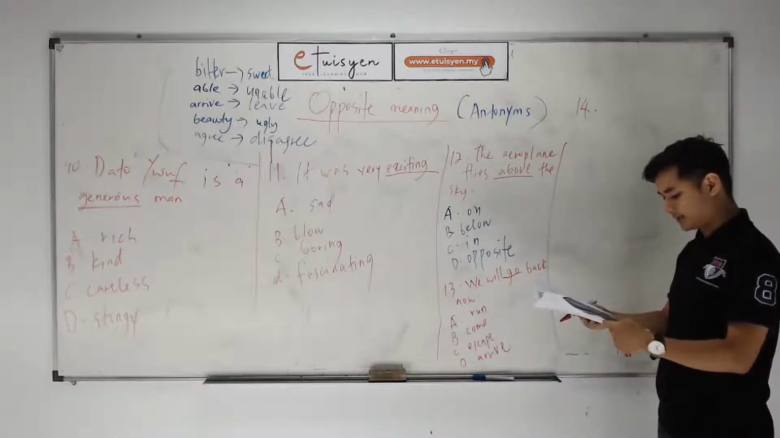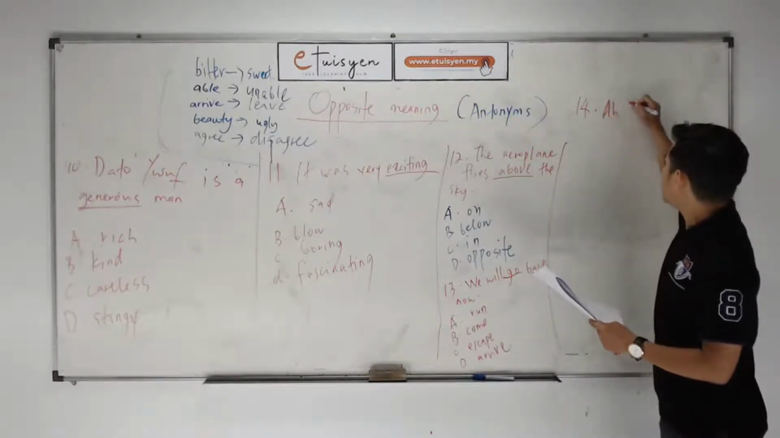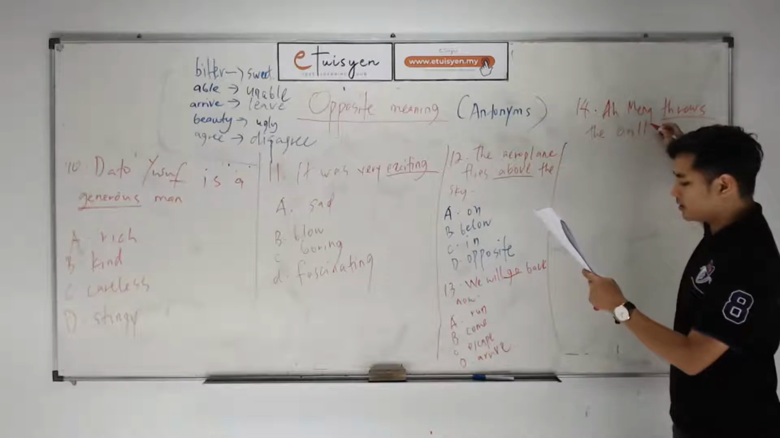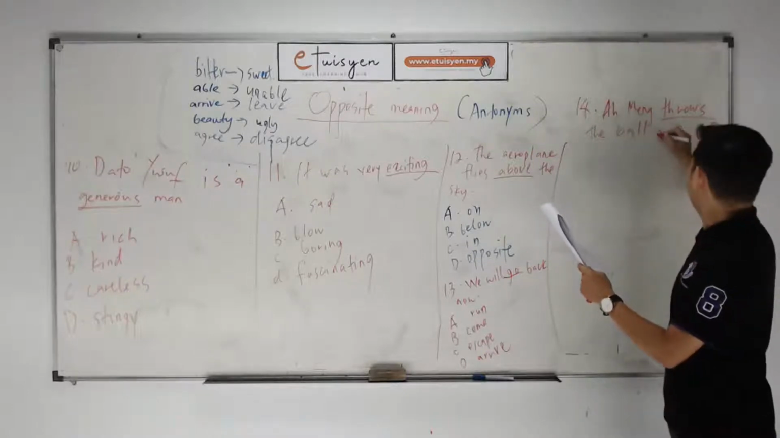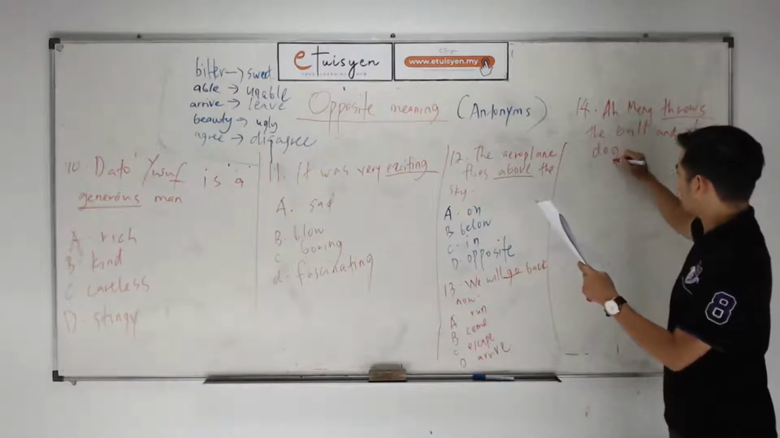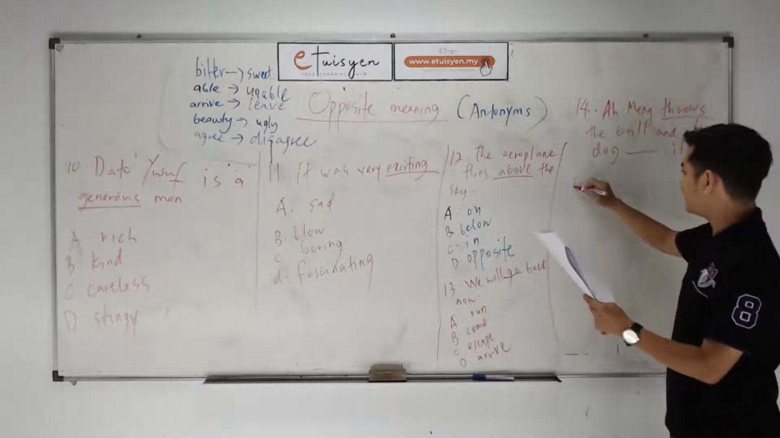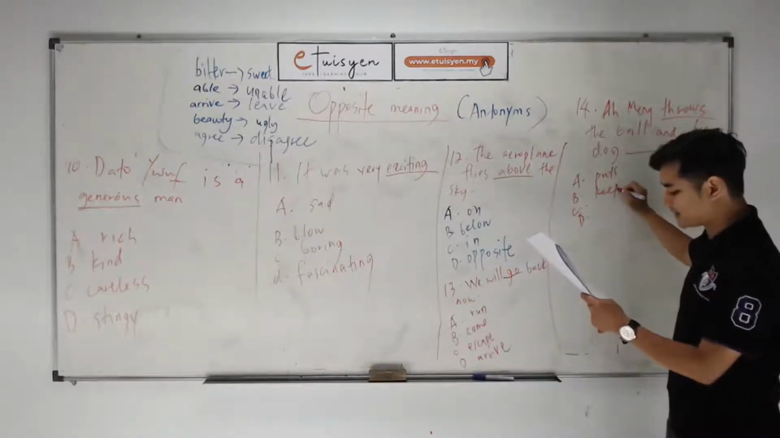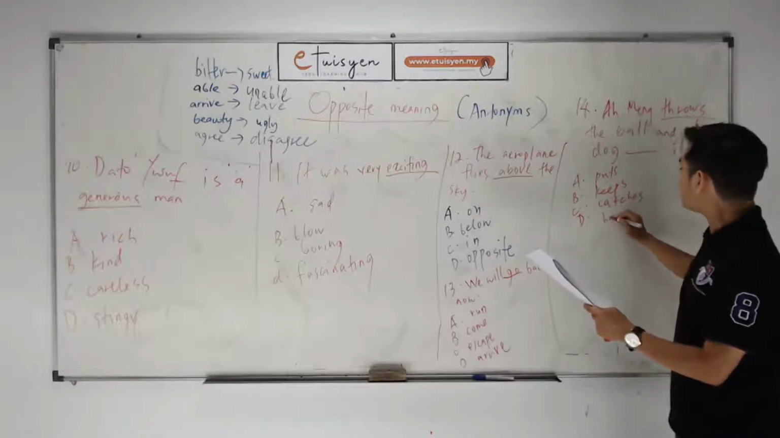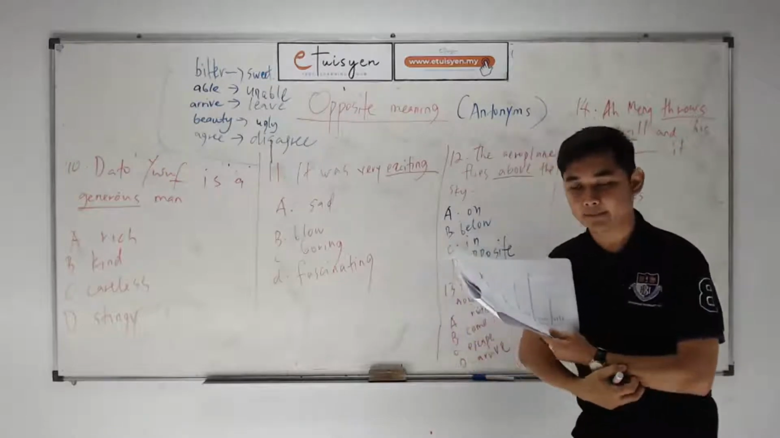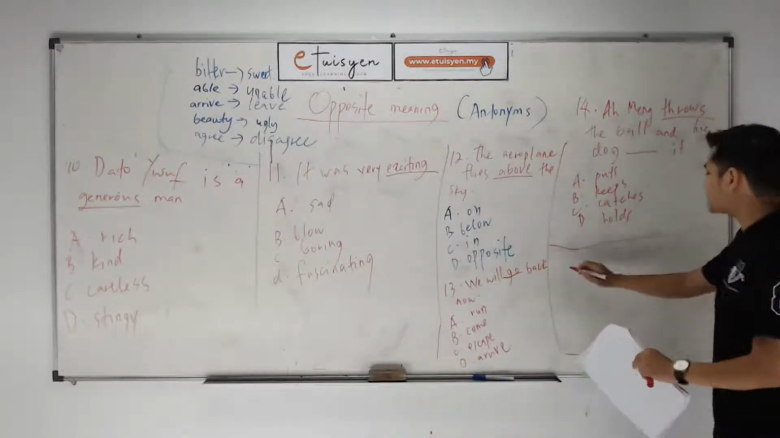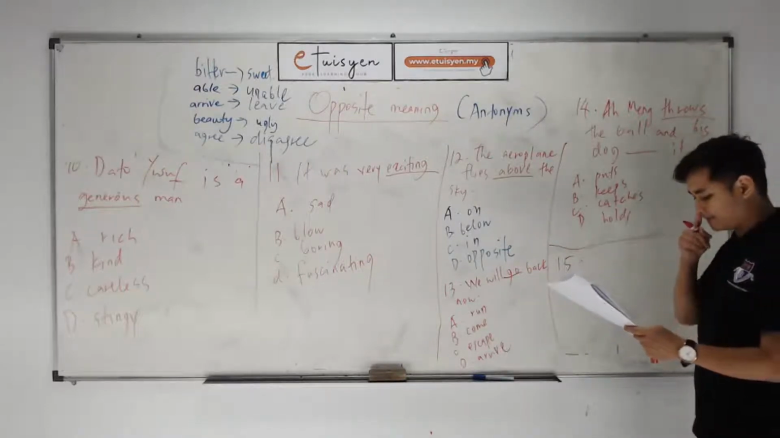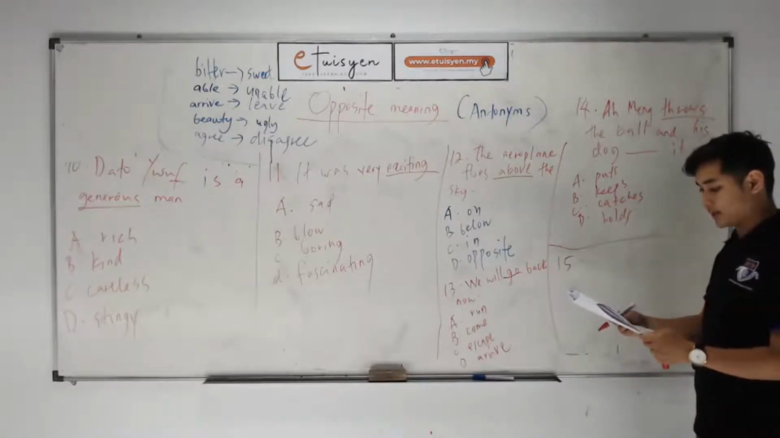Question 14, okay. Ahmed, true. The ball, the ball. Okay, and his dog. So we have A, B, C, D. We have puts, keeps, catch, and holds. Okay, stay tuned, guys. Masih bersemangat, right? Last question for today, okay. Last one for today.